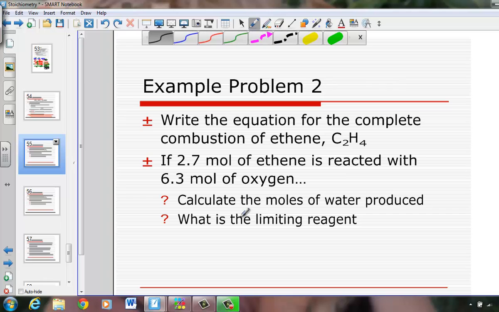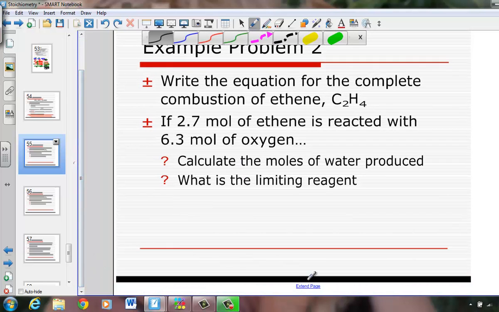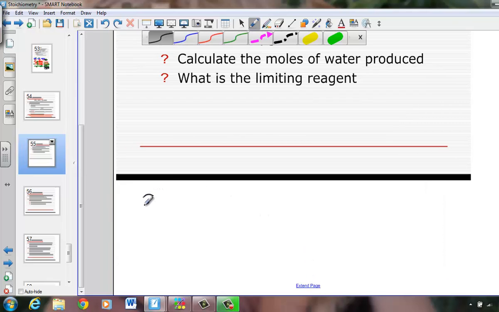Here's a next example. Write the equation for the complete combustion of ethene. Well, let's begin with that, shall we? A complete combustion pattern. Ethene is given to us as C2H4. If ethene completely combusts, we know to add oxygen. Out comes carbon dioxide and water.